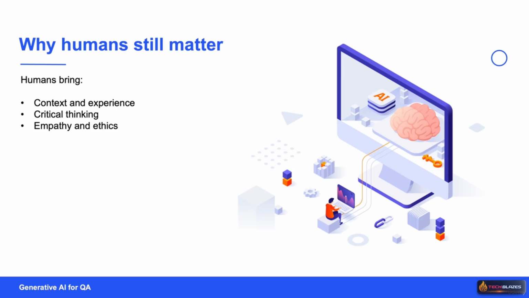Let's start with the obvious. Why humans still matter? AI is fast, but it doesn't have experience. It doesn't understand business priorities or human behavior. We, as testers and QA engineers, bring something AI can't replicate: context. We understand why something is important, who it affects, and what the risks are. We also bring ethics and empathy, two things no algorithm can simulate. That's what makes human judgment irreplaceable.